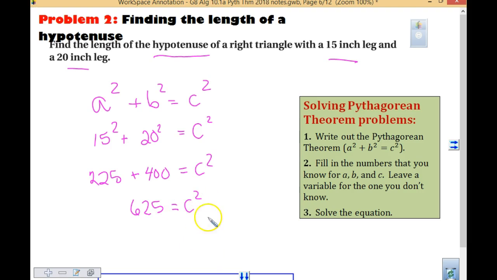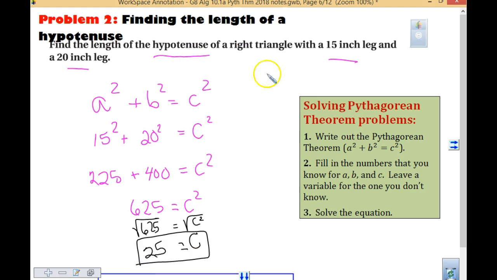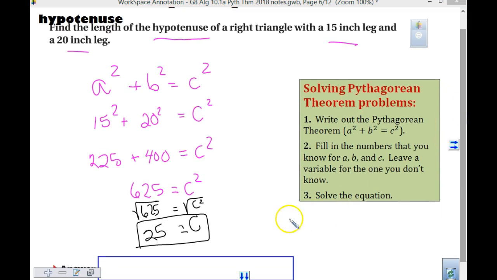Now, at this point, c squared equals 625. So in order to get rid of the square, what did we just learn? If we have c squared and we only want c, we are going to take the square root of c squared, which gives us c. I have to take the square root of 625. And the square root of 625, if you put it in your calculator, is 25. So when I answer the question, it says find the length of the hypotenuse, and if you put c equals 25, you get a half point or a point off because you didn't label your answer. The answer is 25 inches.